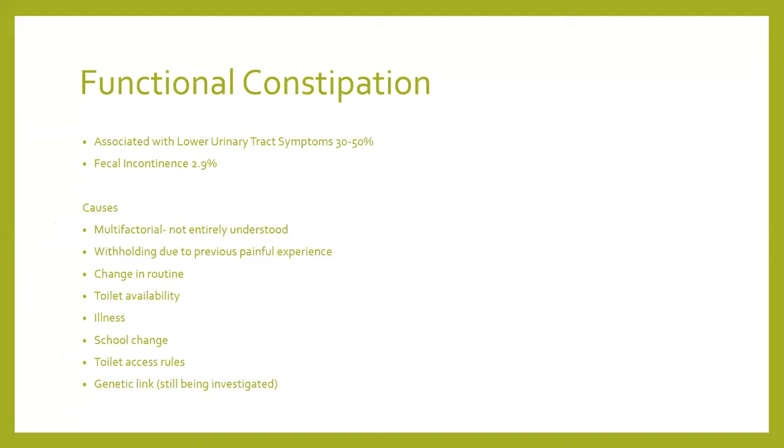So it's associated with lower urinary tract symptoms. Often, especially girls, will get continuous UTIs because of this stretching and pressure on their bladder, and also leakage. It can cause UTIs and fecal incontinence, 2.9%. The cause is multifactorial, not always understood, and it can be different reasons for different children.